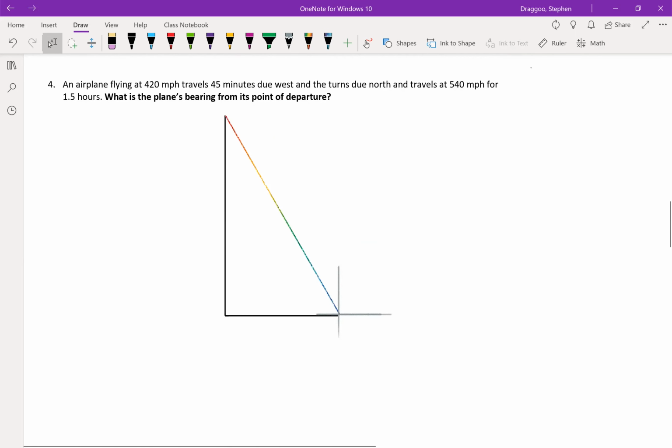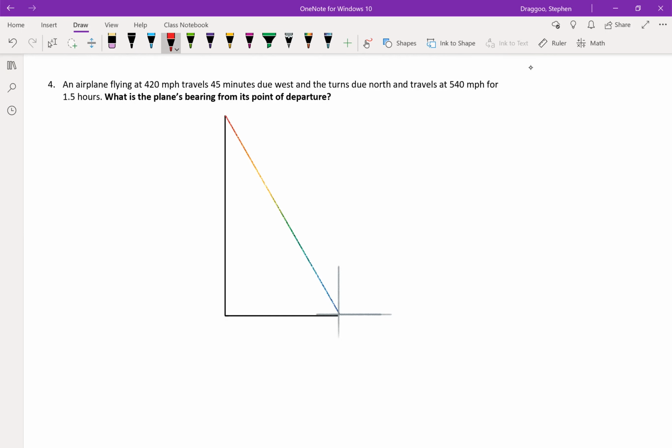All right, problem 4. An airplane is flying at 420 miles per hour and travels 45 minutes due west, then turns north and travels at 540 miles per hour for 1.5 hours. So I want to find the plane's bearing from its point of departure.